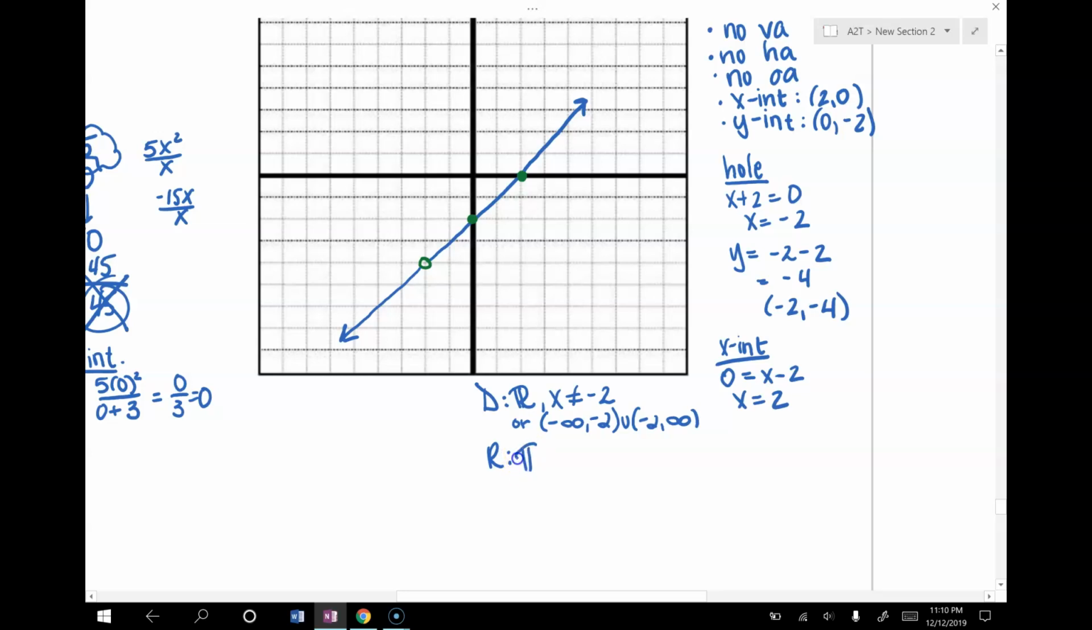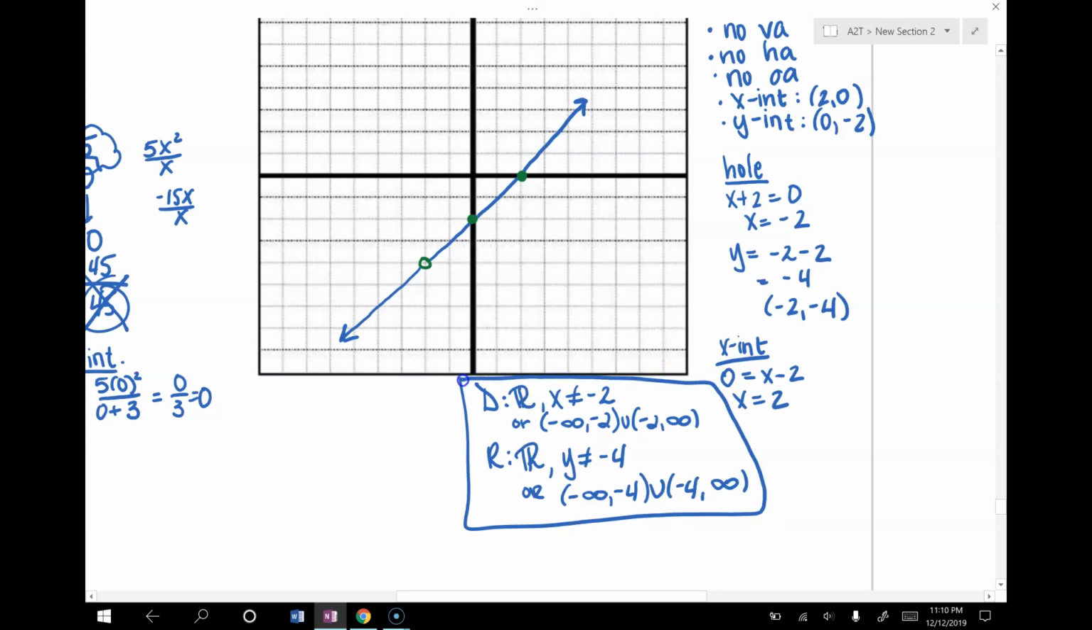The range, same thing. All real numbers, but y can't equal negative 4. Or negative infinity to negative 4 union negative 4 to infinity. Yes, a little bit simpler. I'll agree. But we have to watch out for the hole.